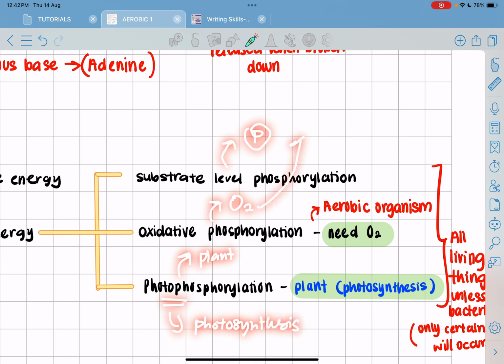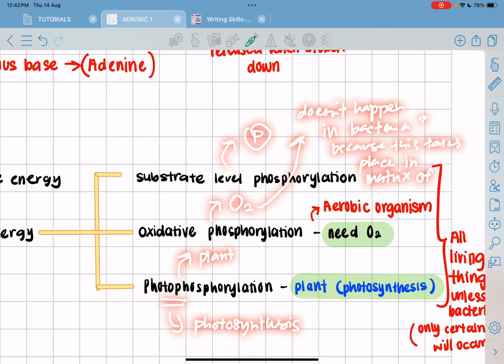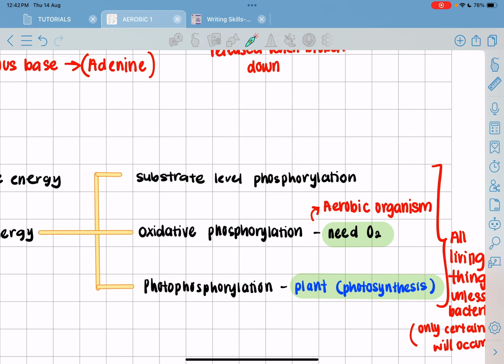Now this one does not happen in bacteria. Why, you may ask? Because this takes place in the matrix of mitochondria. Okay. Alright.